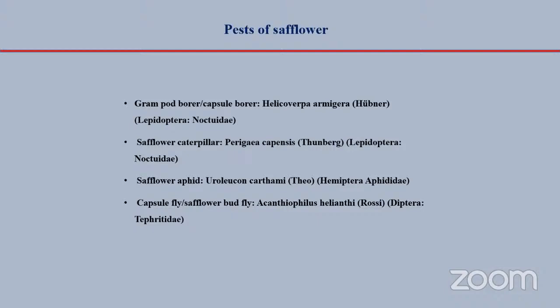So next, let's move on to the pests of safflower. There are four important pests of safflower. That is gram pod borer or capsule borer, that is nothing but Helicoverpa armigera. Then safflower caterpillar, then safflower aphid, and capsule fly or safflower butterfly. So these are the four important pests that are known to affect safflower. First, let's see one by one.